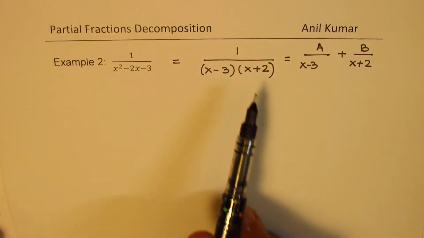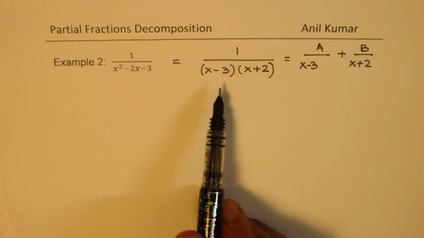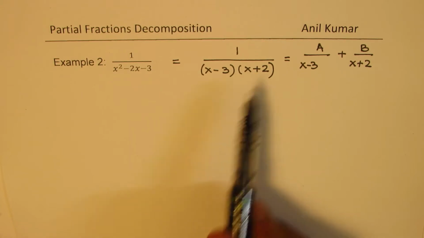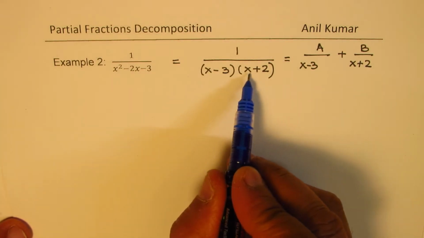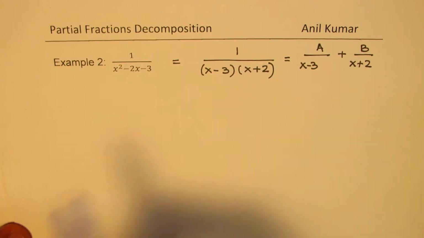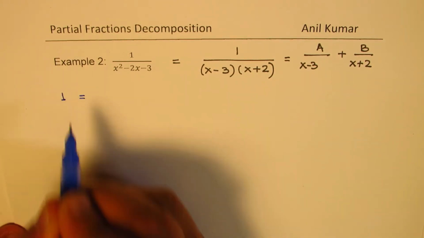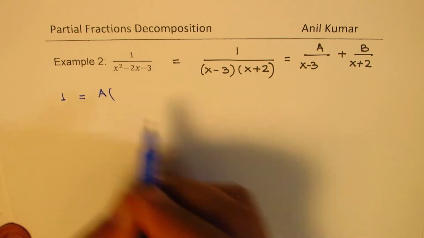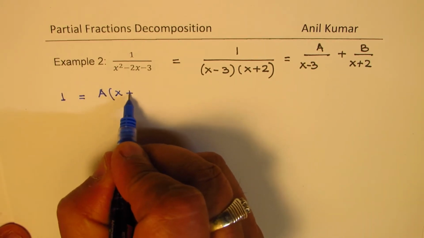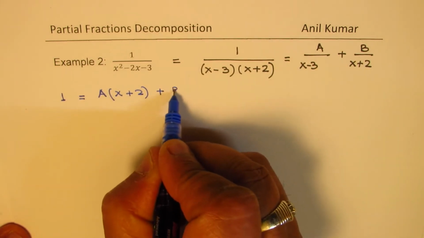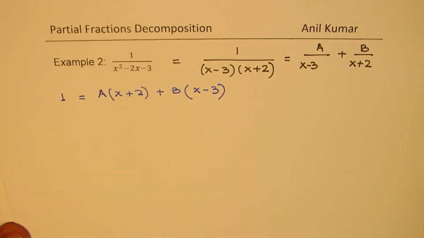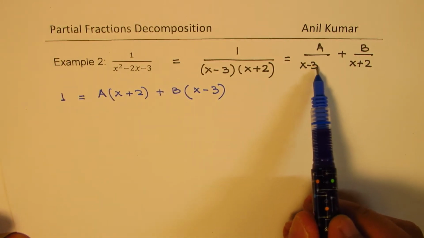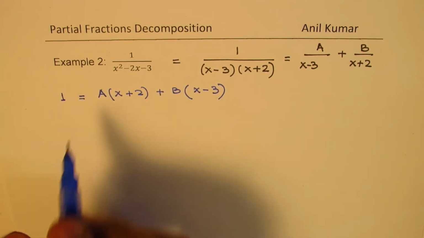That's the whole idea. Now, if I multiply both sides by x minus 3 times x plus 2, what do I get? On the left side, I get just 1, right? So I get 1 equal to a times x plus 2 plus b times x minus 3. Do you see that? Or you can say, you can take a common denominator and then cross multiply. That is what we get.